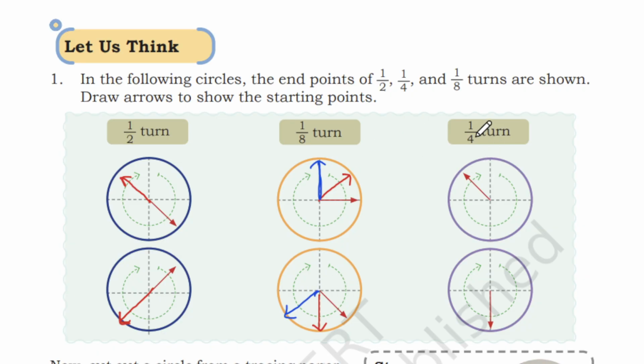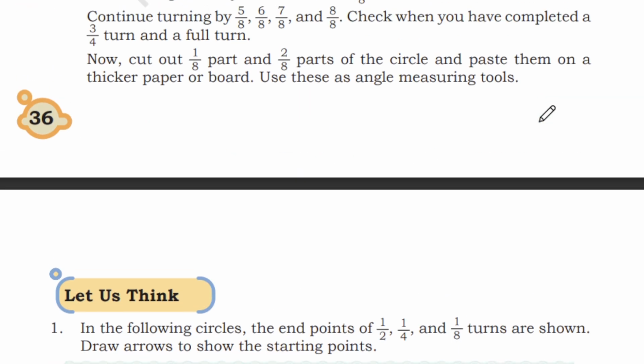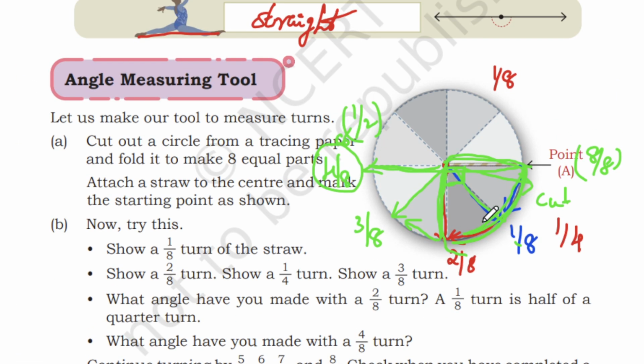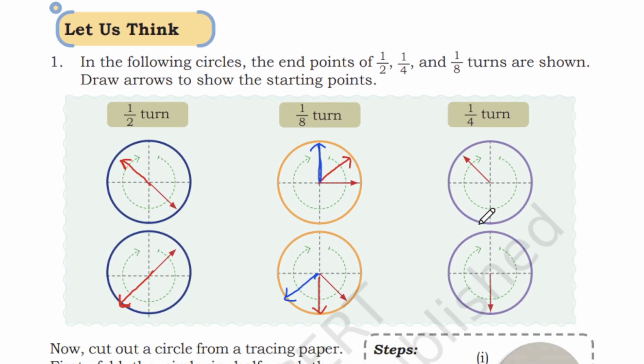Okay, next, 1 by 4. So 1 by 4 turn is like a quarter turn, we already know. So this is a quarter turn. So this one should make a right angle, remember. Okay, here this one.